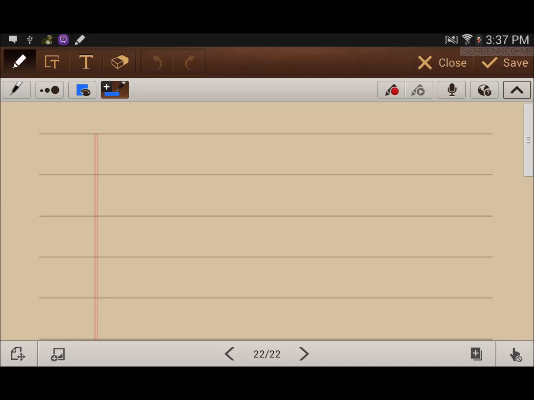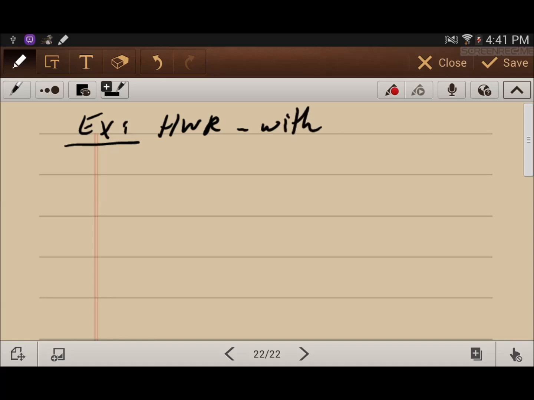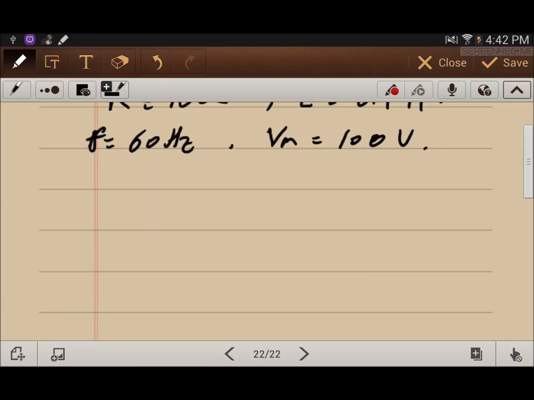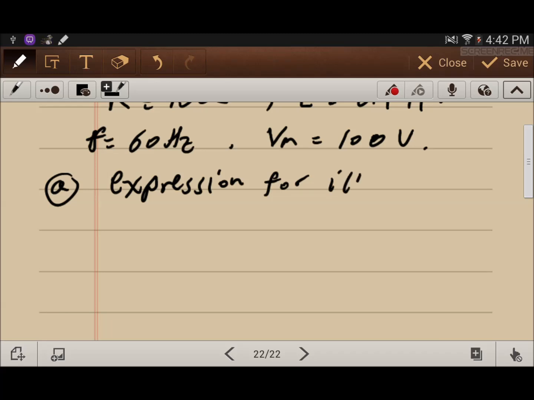Now I will solve an example for this with an RL load, where the resistance of the load is 100 ohm, the inductance of the load is 0.1 Henry, the frequency of the supply is 60 Hertz, and the maximum voltage is 100 volt. Number 1, find an expression for the current as a function of time.